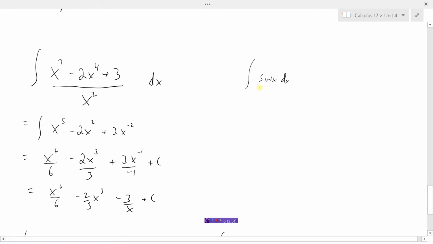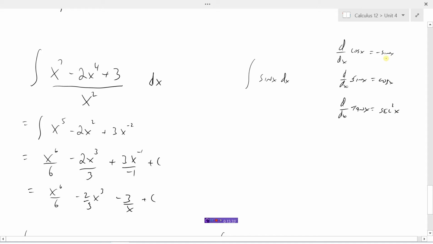And then, of course, we can do the integral of some trig functions. What's the integral of sine x with respect to x? Well, remember, we know that the derivative of cosine is negative sine. We know that the derivative of sine is cosine. We know that the derivative of tan is secant squared.